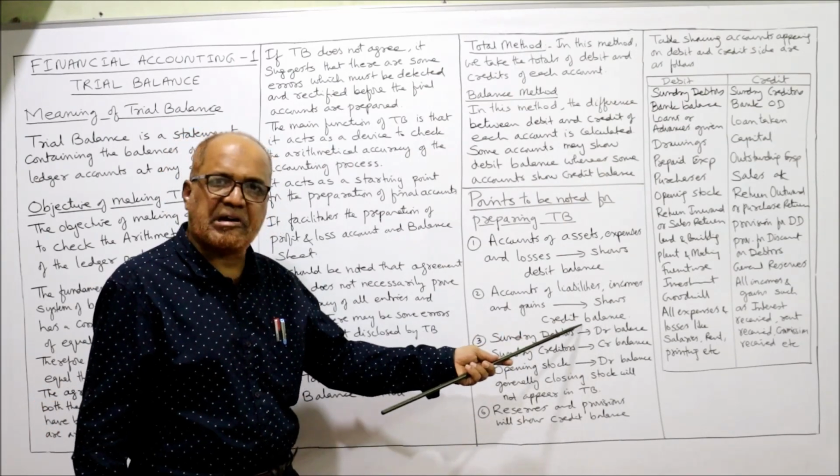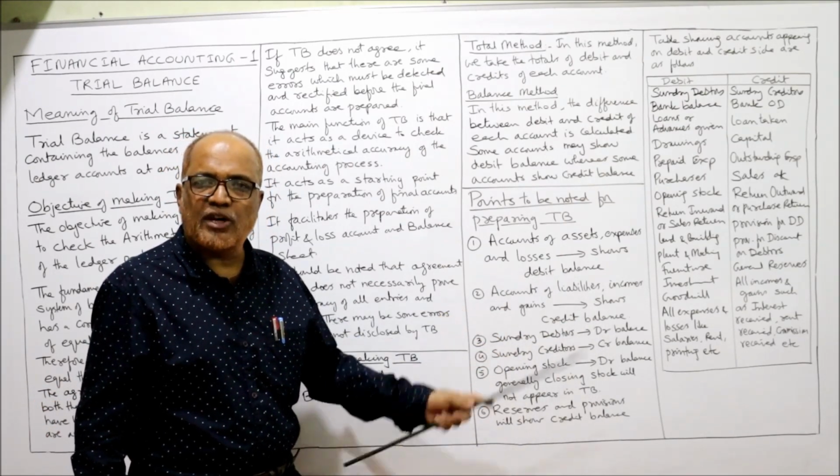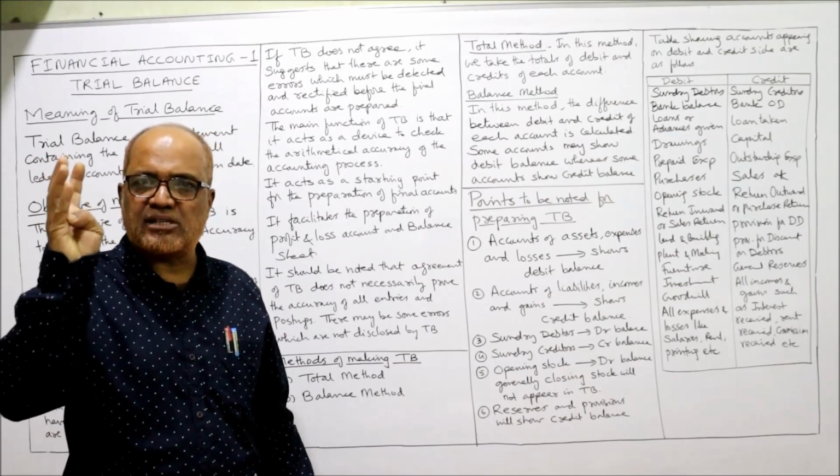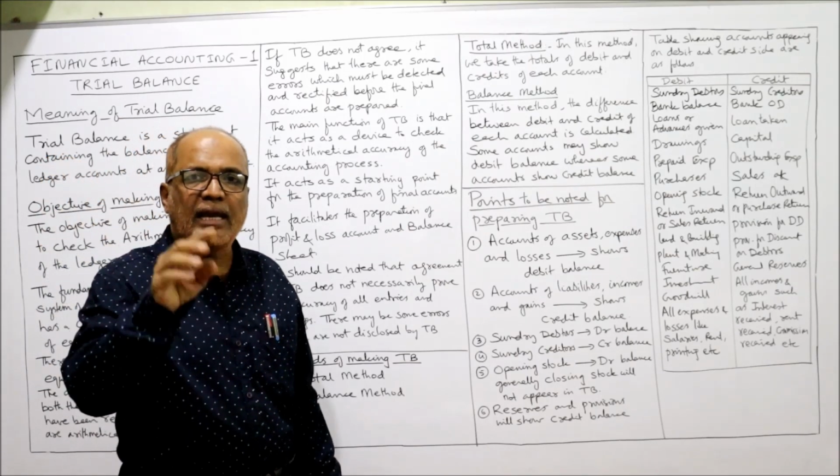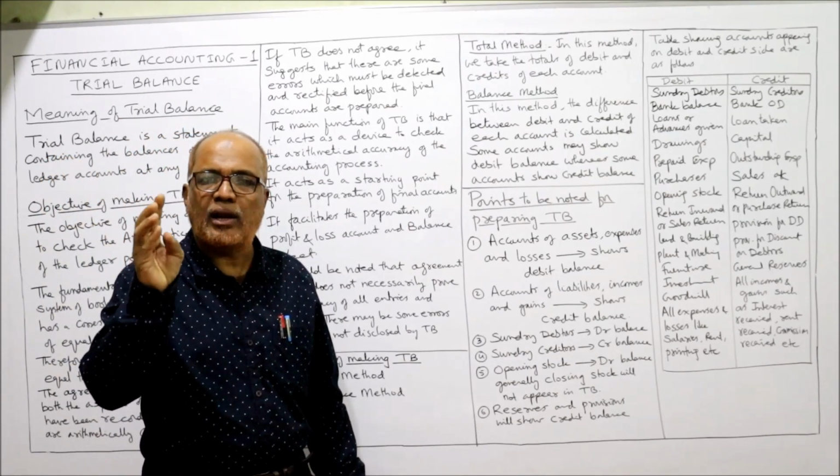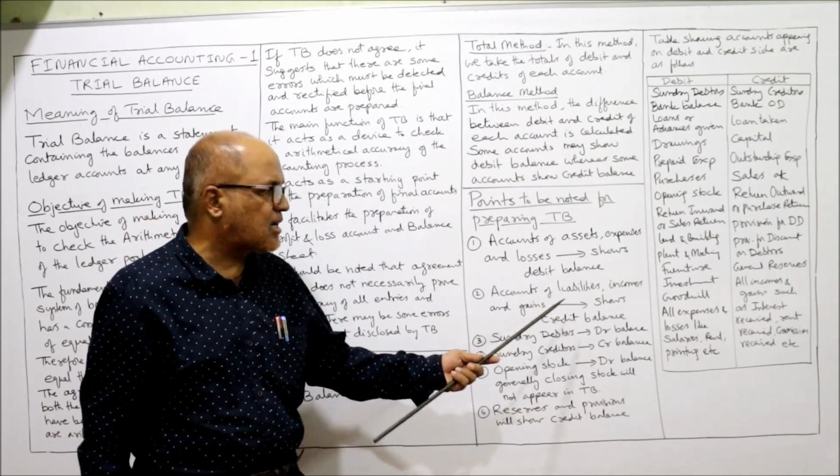All will show credit balance. The first point, all assets, expenses, losses, debit balance. All incomes, gains, all liabilities, incomes, gains, credit balance.